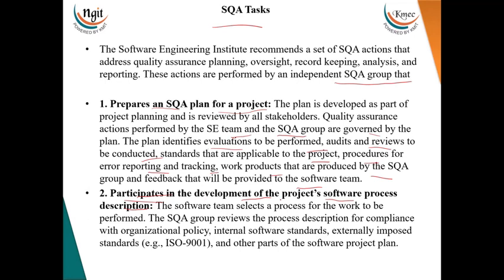Then it participates in the development of the project software process description. The team selects a process for the work to be performed, and the SQA group will review the process description for compliance with organizational policy, internal software standards, externally imposed standards, that is like ISO 9001, and other parts of the software project plan.